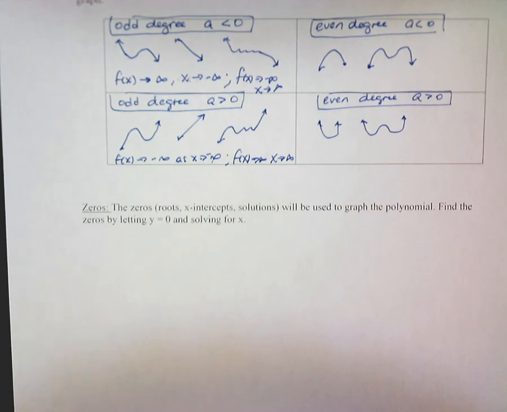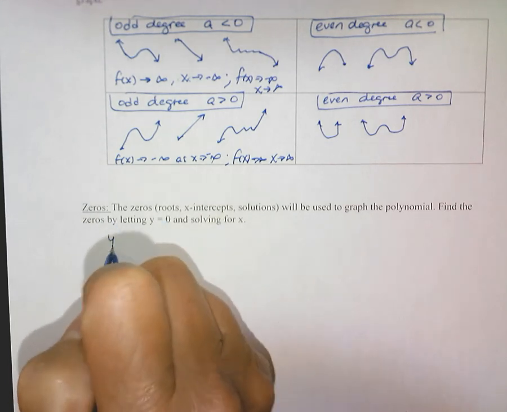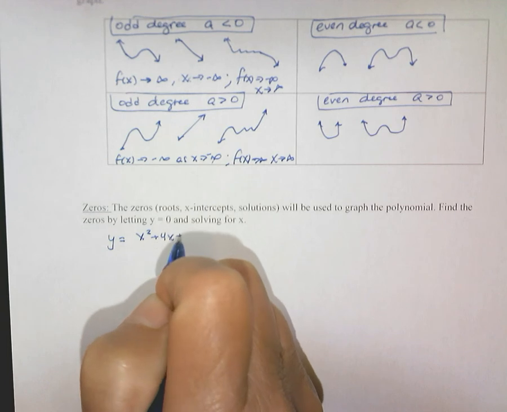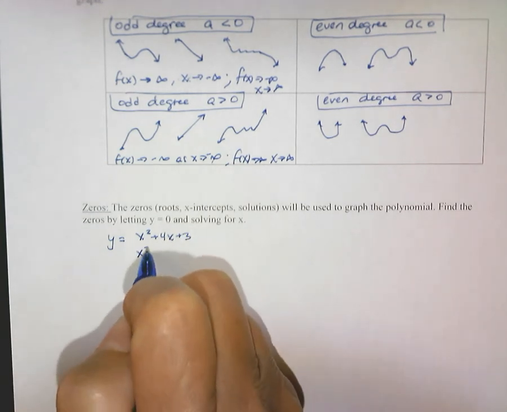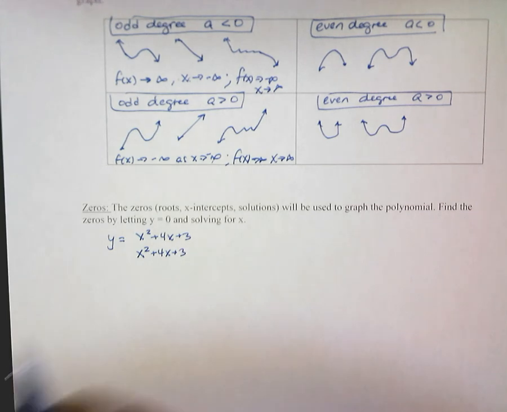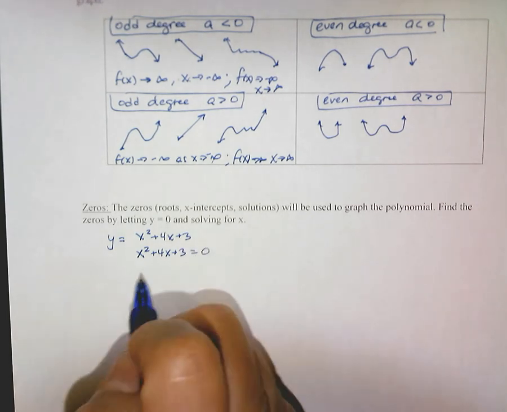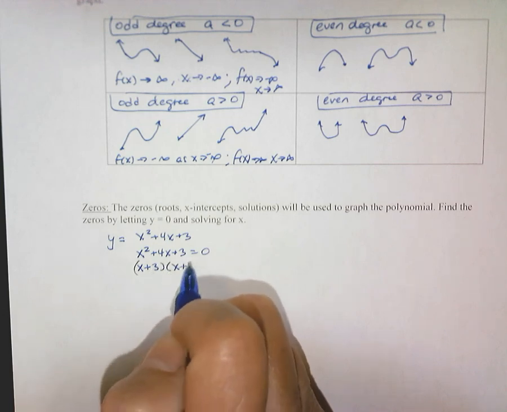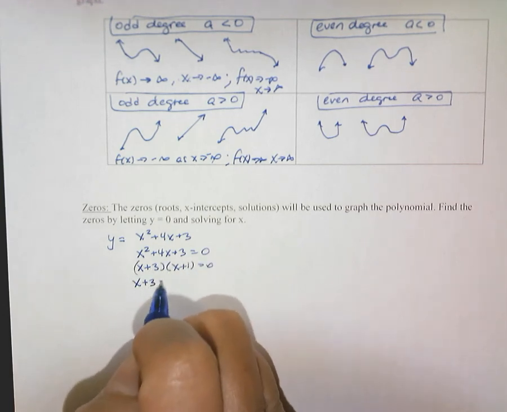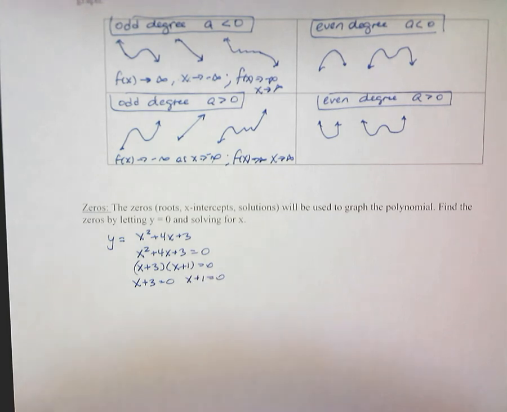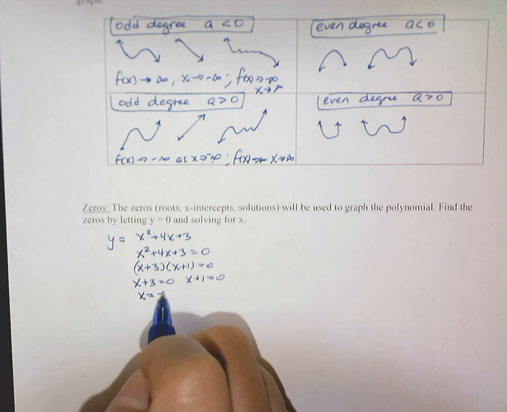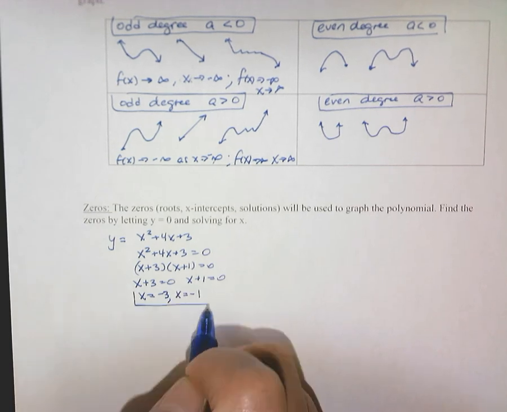Okay. The zeros. The zeros are also called the roots, the x-intercepts, the solutions. We're going to use the zeros to help us graph a polynomial. So what you have to do, if we have an equation, y equals x squared plus 4x plus 3, we're first going to set it equal to 0. Then we can factor this. This will factor into x plus 3, x plus 1, set each factor equal to 0. So we've done this before with quadratics. And we get x is equal to negative 3 and x is equal to negative 1. Those are our solutions.